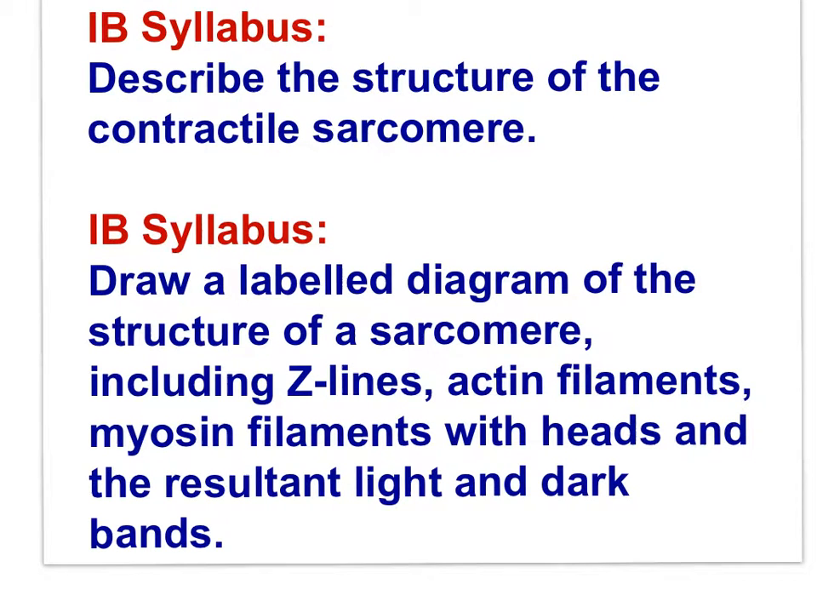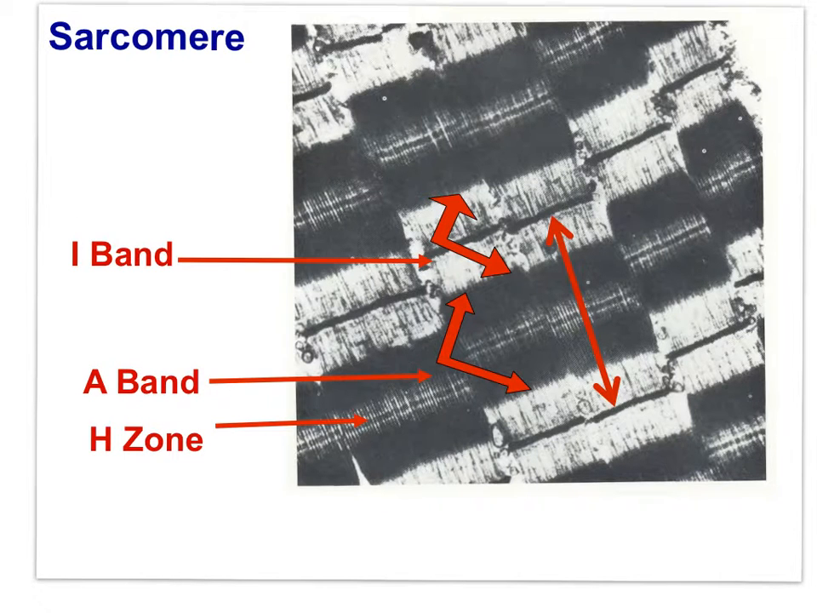Do you have control of these IB syllabus statements? Describe the structure of the contractile sarcomere. Draw a labeled diagram of the structure of a sarcomere, including Z lines, actin filaments, myosin filaments with heads, and the resultant light and dark bands. These are the striations that I've referred to. Here is a relatively unmagnified micrograph of sarcomeres.